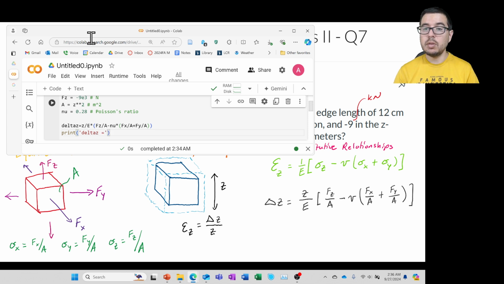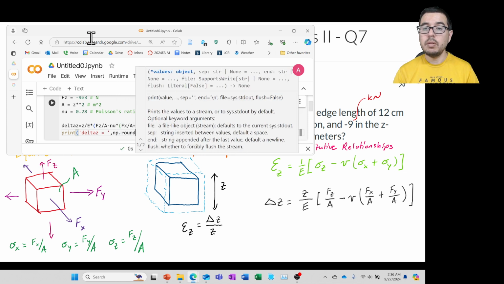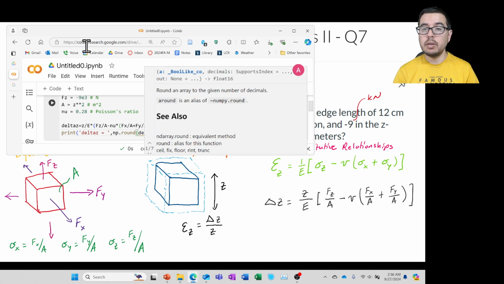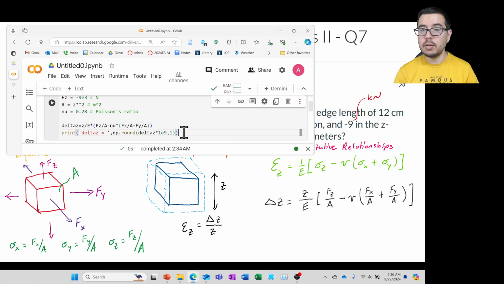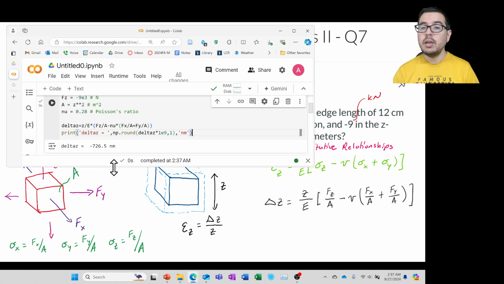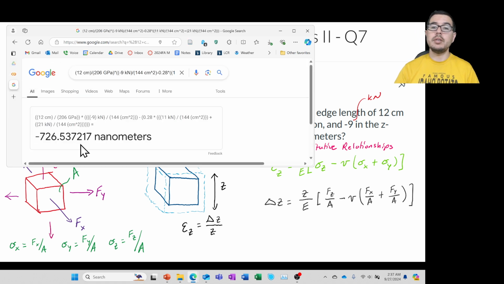So we're going to print delta z, and that's going to be equal to np.round of delta z. They wanted the answer in nanometers, so we'll multiply by 1e9, and round to 1 decimal. I was typing blindly into the dark, and we'll add nanometers like that. I think that should work. Let's see what we get. A little suspense: minus 727 nanometers. And what do we get when we do it over here? Minus 727 nanometers. Awesome.